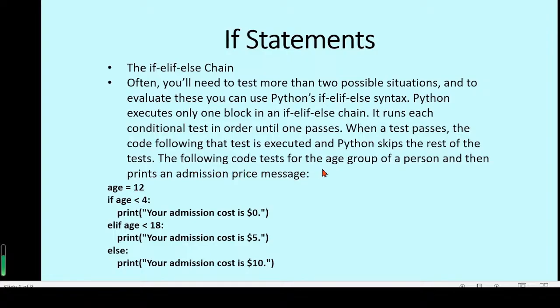The following code tests for the age group of a person and then prints an admission price message. So for example, age is 12. Then we run: if age is younger than 4, then print this message. But if this fails, then Python will test this conditional test: if it is younger than 18 but older than 4. If this passes and gets a true result, then this message will be run. So if both of these conditional tests fail, then Python will run this message.